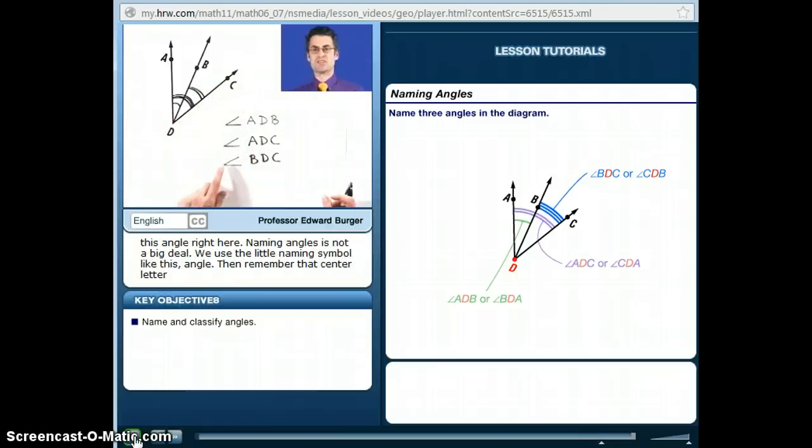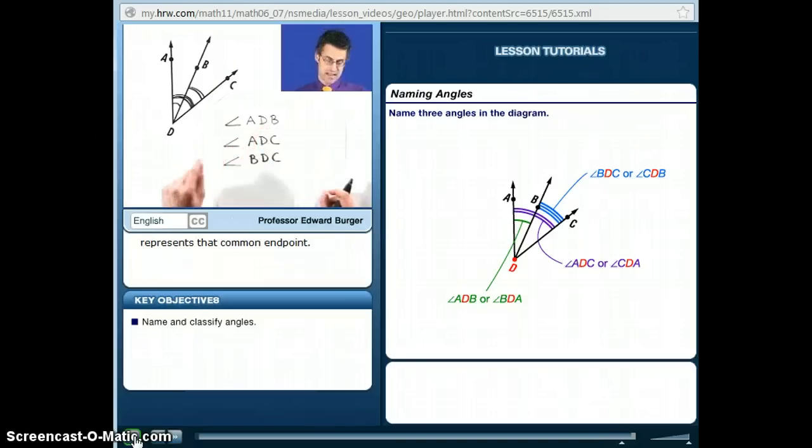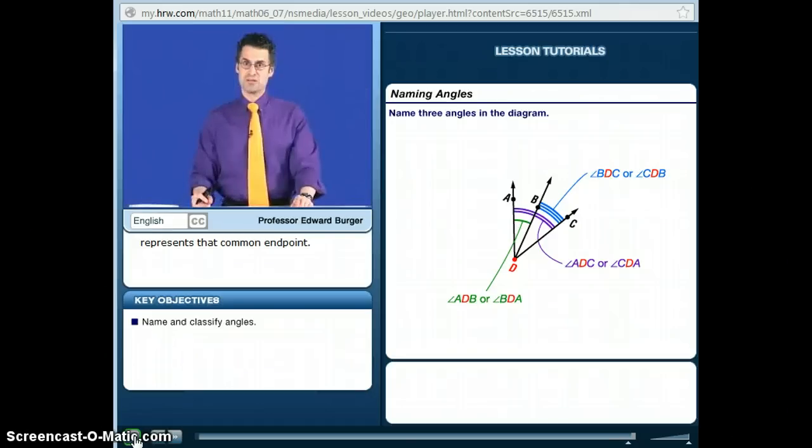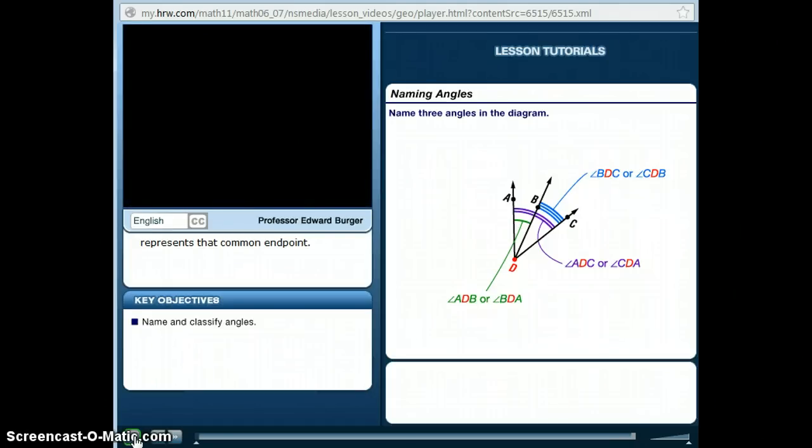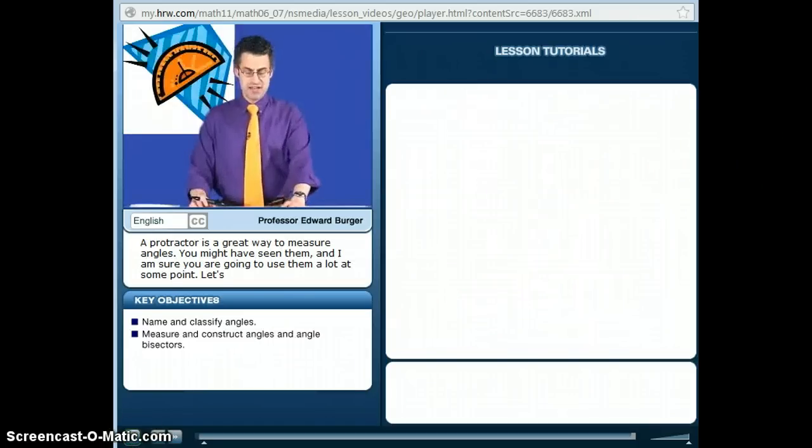So actually, naming angles is not a big deal. We use the little naming symbol like this, angle. And then remember that that center letter represents that common endpoint. Angles. And you might have seen them, and I'm sure you're going to use them a lot at some point.